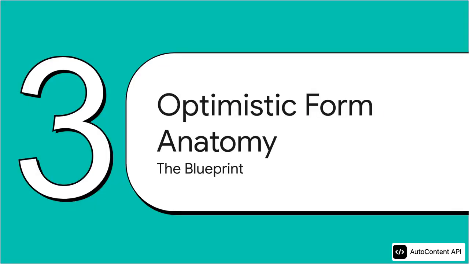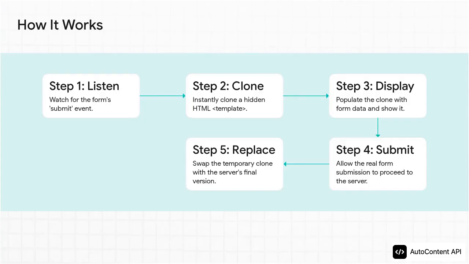All right, theory is great, but let's actually see how this all comes together. We're going to walk through the blueprint for building one of these awesome instant updating forms. It really just breaks down into these 5 logical steps. First, our code just sits there, listening for the user to hit submit. The instant they do, we grab a hidden template, we fill it in with their data, and bam, we display it on the page. Only then do we actually let the browser send the real data to the server. And when the server finally responds with the permanent saved version, we just seamlessly swap out our temporary one.